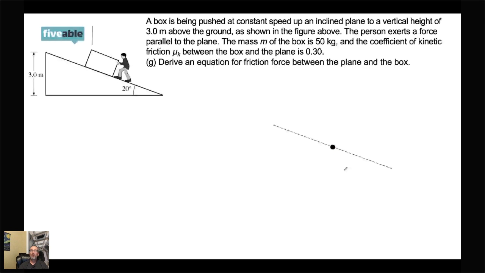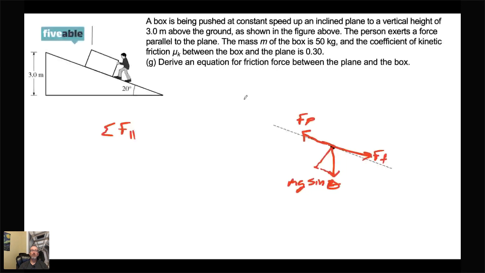They want us to find an equation for the friction force between the plane and the box. So remember, the friction force is going in this direction. So this is the force of friction. And to find that, we have to find the sum of the forces that are acting parallel. We have the force of the push, and then remember, we also have this one component right here, which was mg times the sine of the angle, which is theta. Let's just call it theta. That'd be easy. Okay, we said up the hill is positive.